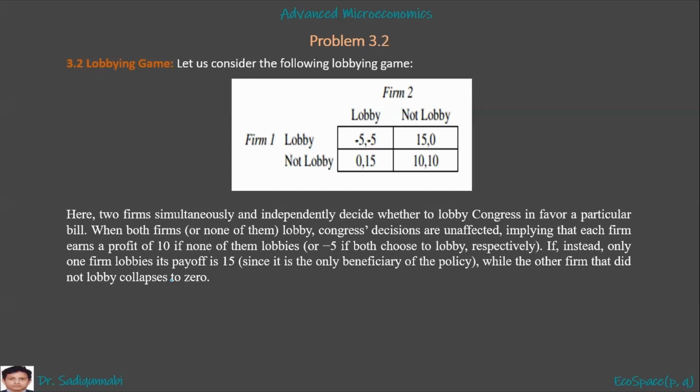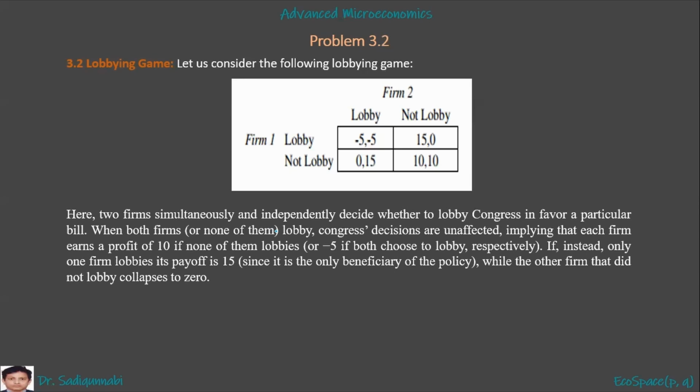and 10. No lobby means 10 and 10. Or if lobby and lobby, both lobby, then they receive -5. That means they lose. If instead only one firm lobbies, its payoff will be 15, since it is the only beneficiary of the policy, while the other firm, which did not lobby, collapses to 0 in this form of the game.